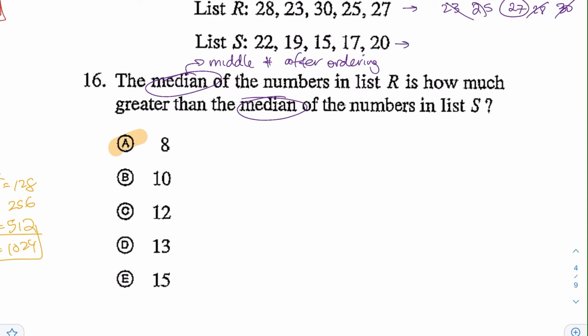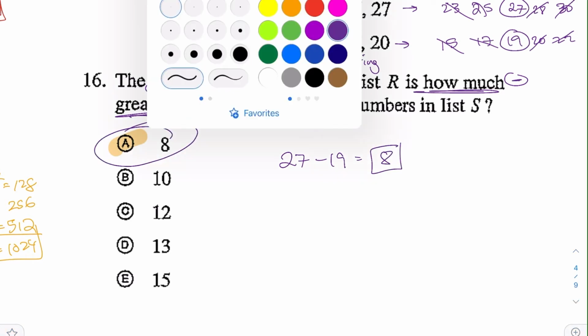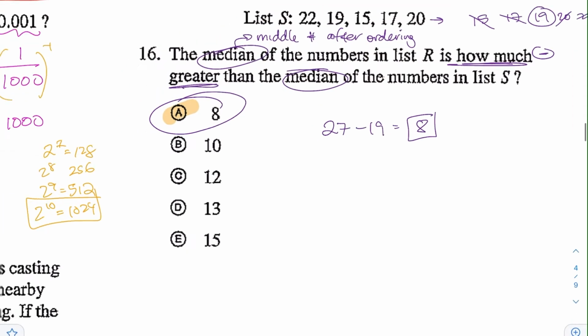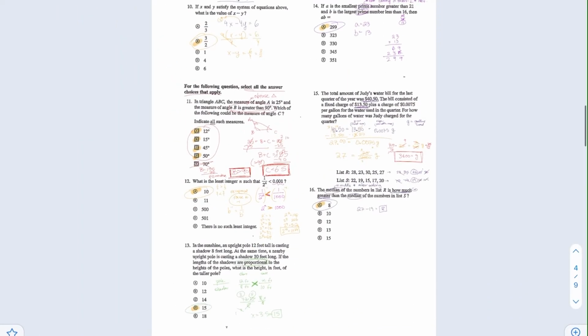For list S, you cross out and 19's in the middle. So how much greater is your key phrase, which means subtract. So you want to do 27 minus 19, which is equal to 8. Choice A. And here is your summary for this page.